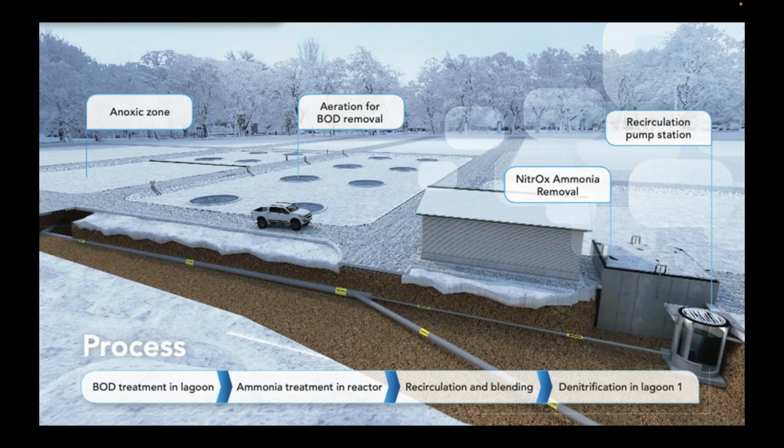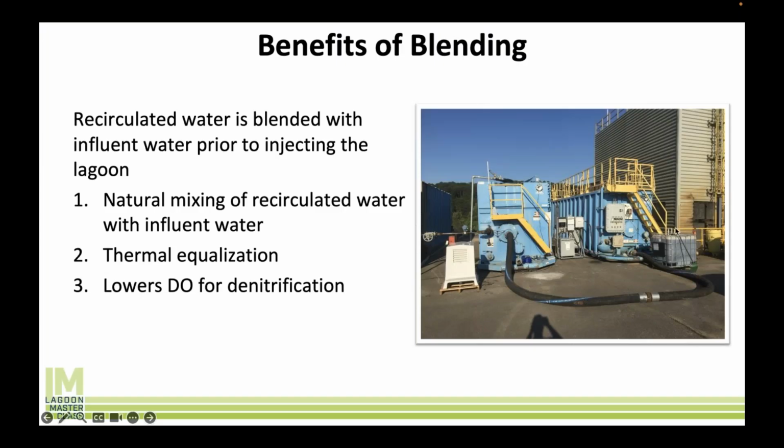Then we run through our nitrification reactor, right? Which is down here on the right side of the screen. This is obviously taking the ammonia to nitrate. Then we're recirculating using this pump station here and blending that recirculated water with the influent water and putting it back in the anoxic lagoon itself. So you might be asking, blending, why would we want to blend? Well, blending does a number of things for us.